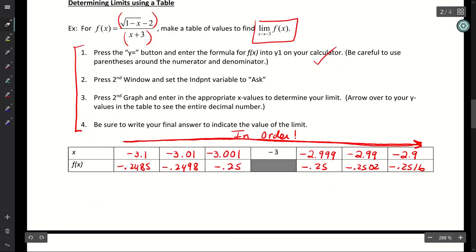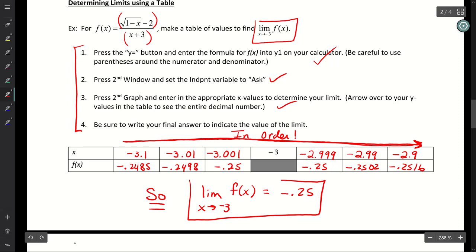All right, so on here, step number 4 said we've basically done these 3 things. Step number 4 said make sure to write your final answer and to indicate the value of the limit. So basically here, your table is only meant to be scratch work. You've got to say at the end, the limit as x approaches negative 3 of f of x appears to be equal to negative 0.25. And obviously negative 0.25 is negative 1/4. If you want to write that instead, then we definitely could.